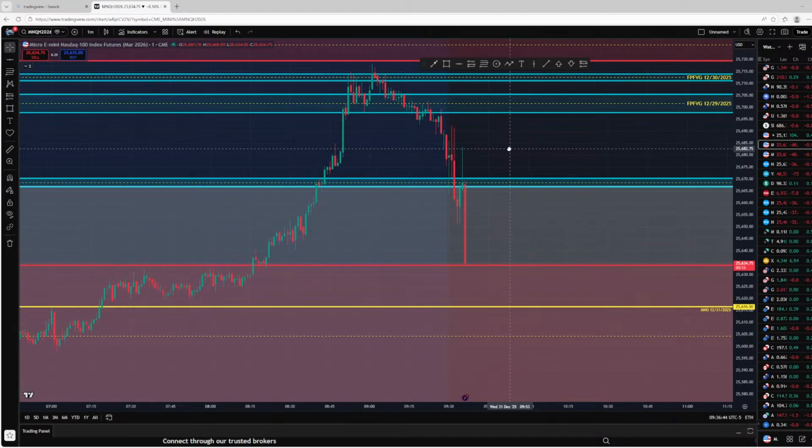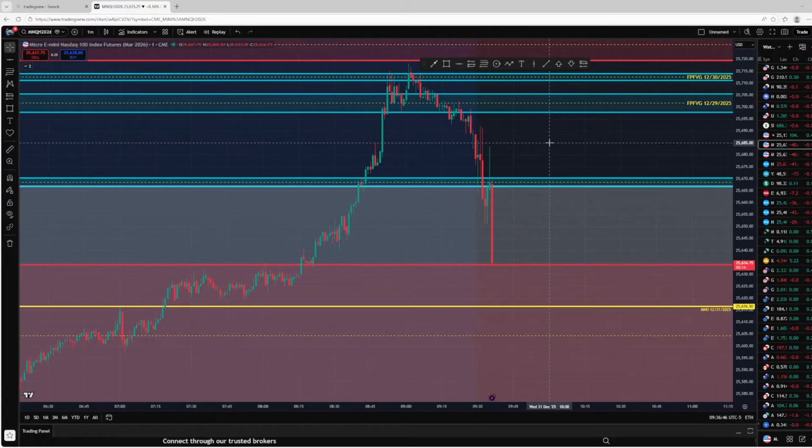Still going down. Just hit off the first presented fair value gap. My babe was right. I should have put a baby entry on there. Shit.